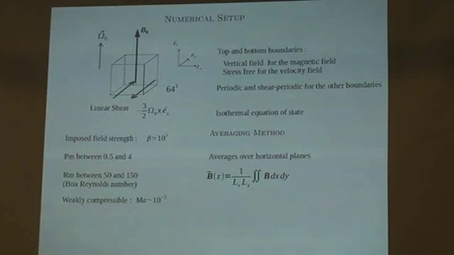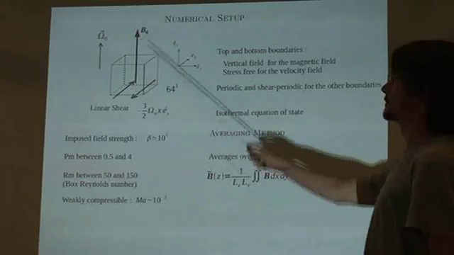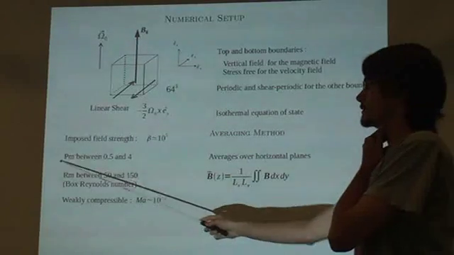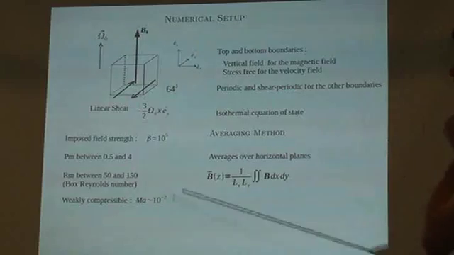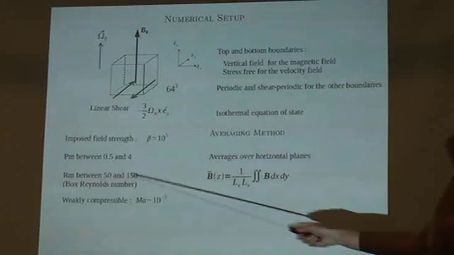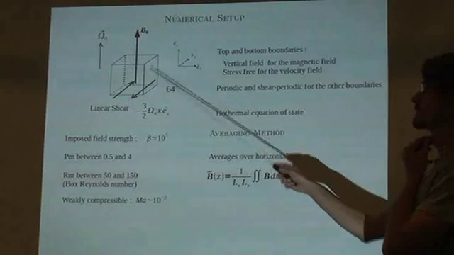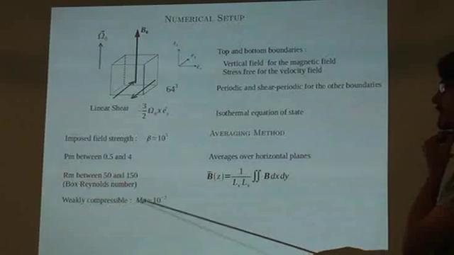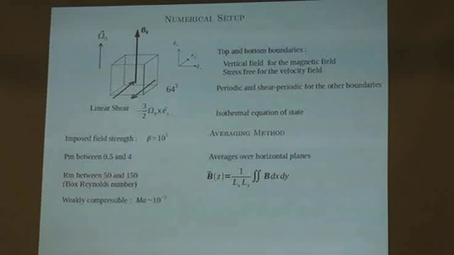So the numerical setup, I have already explained the box. I use mainly 64 cubed resolution. This is the strength of my imposed field. So we have rotation, imposed field, and shear. I use Pm between 2.5 and 4. Magnetic Reynolds number is quite low because of the resolution. This is the Reynolds number of the box, calculated with the scale of the box and the rotation. It's not the one calculated with the RMS value. And I remain weakly compressible because my Mach number remains small.